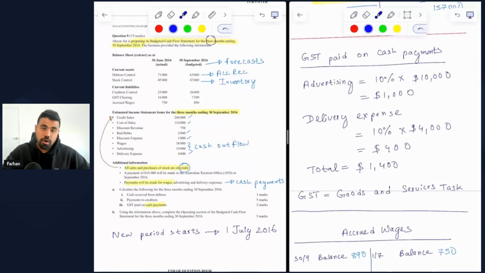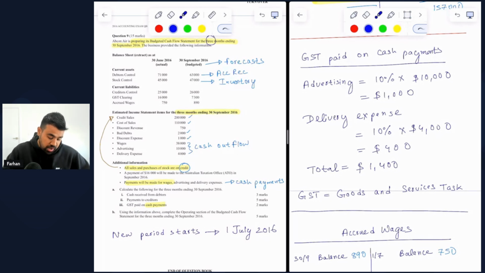Actually, I've forgotten to calculate the GST on cash payments as well. So the GST paid on cash payments, we're also required to calculate that. So let me quickly show you that. The cash payments here refer to the payments that we're making for expenses.